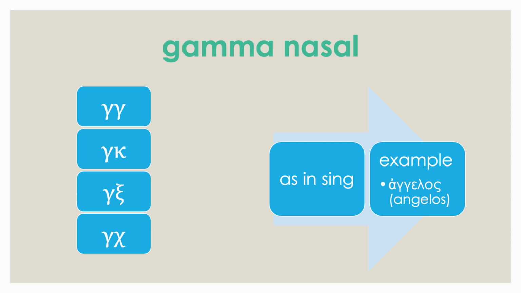The best example of a gamma nasal that's used quite regularly is angelos. It would look like with two gammas you say this word aggelos, but because we've got the gamma nasal in play here, it turns the first gamma to an N sound and is pronounced angelos.